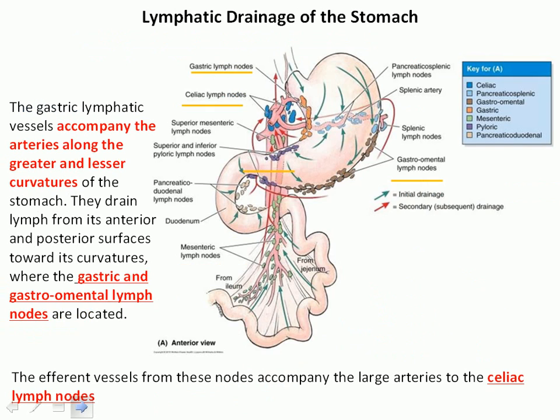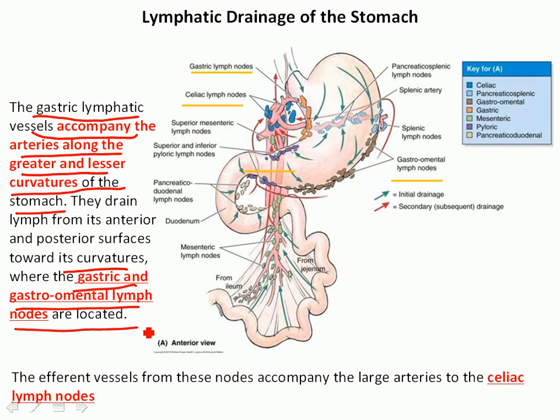That is a very important clinical correlate. Now let's talk about lymphatic drainage of the stomach. The gastric lymphatic vessels accompany arteries along the greater and lesser curvature of the stomach. They drain lymph from its anterior and posterior surfaces toward the curvatures, where gastric and gastroomental lymph nodes are located.